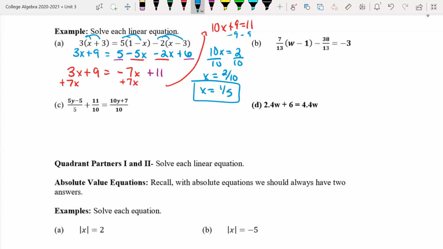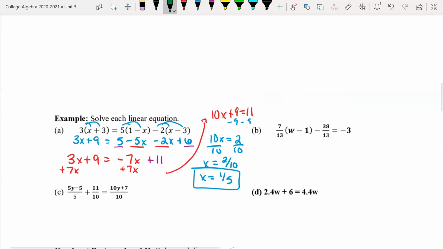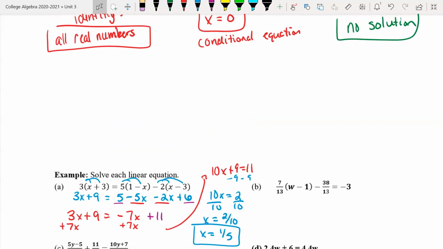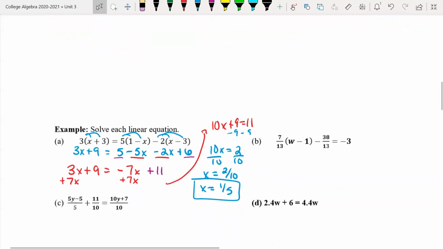And that's what Hawks is going to want. It's going to want that fraction. All right. Now, that's how solving usually goes. You're going to distribute, combine like terms, and then move it to one side if you have to. That would be a conditional equation, though, because it has one answer.